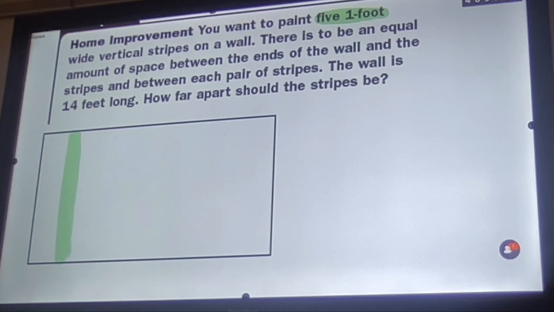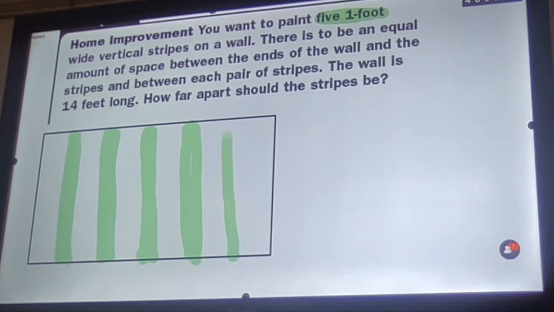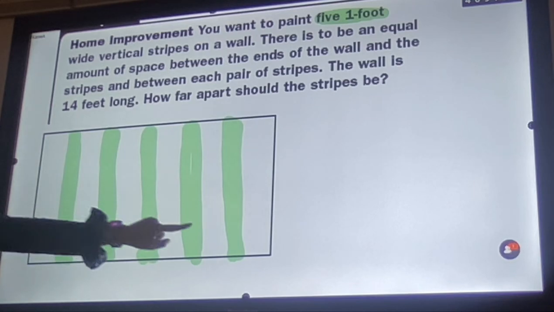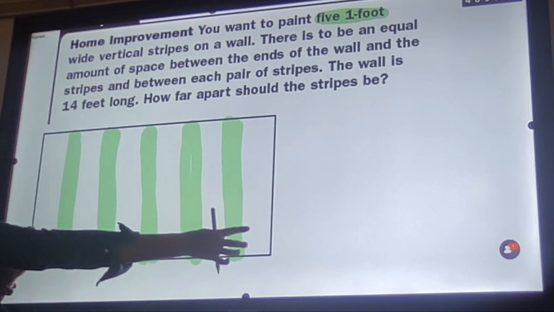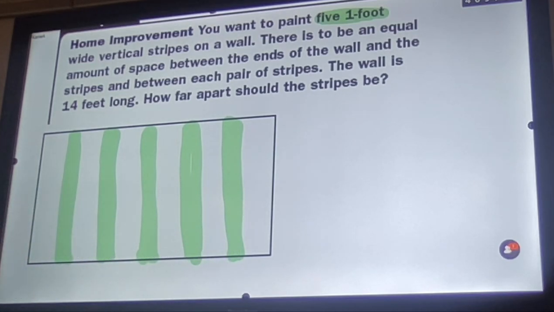So there's 1 stripe, 2, 3, 4. Oh, I didn't do a bad job. So I have beautiful green stripes on my wall. I got 5 of them. It also says that there is to be an equal amount of space between the ends of the wall, so this space here, and between each stripe.